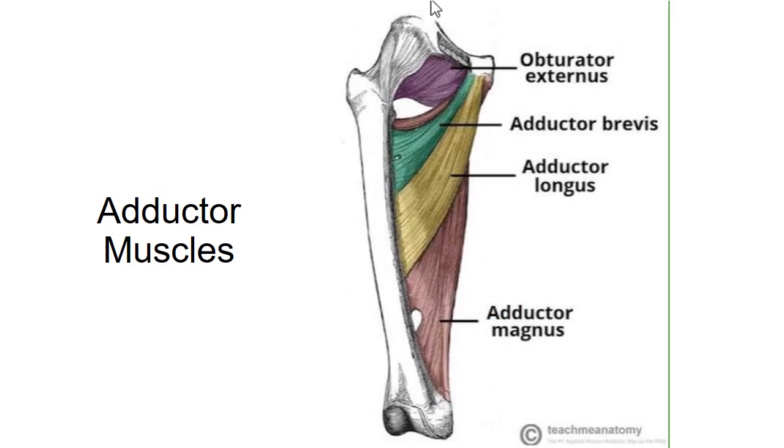Muscles of the medial compartment of thigh are also known as adductor muscles, as they cause adduction of thigh at hip joint. Adductor muscles are a group of 5 muscles which include obturator externus, adductor brevis, adductor longus, adductor magnus, and gracilis muscle. We'll talk about their origin, insertion, nerve supply, and action individually.